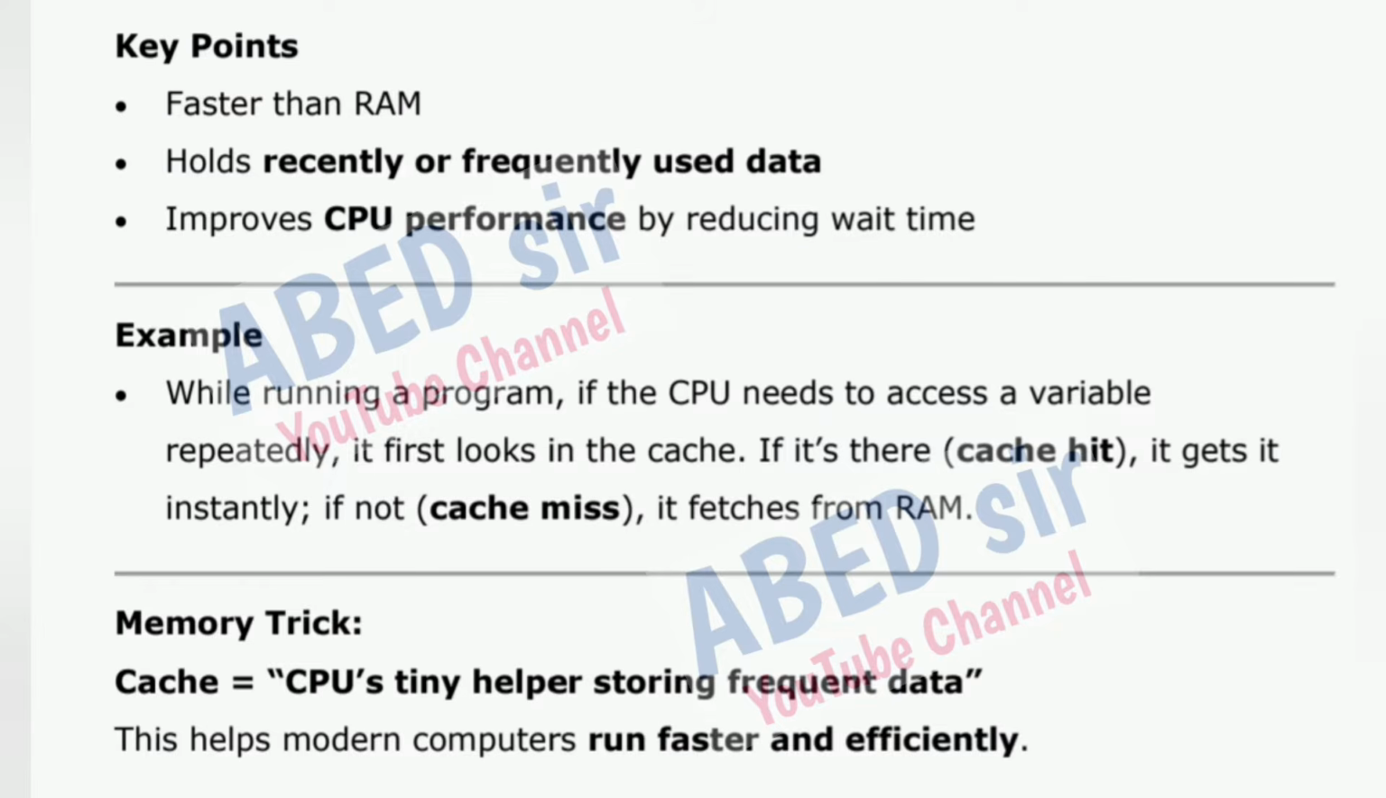Key points: faster than RAM. Holds recently or frequently used data. Improves CPU performance by reducing wait time. Example: while running a program, if the CPU needs to access a variable repeatedly, it first looks in the cache. If it's there, cache hit, it gets it instantly. If not, cache miss, it fetches from RAM. Memory trick: cache is equal to CPU's tiny helper storing frequent data. This helps modern computers run faster and efficiently.